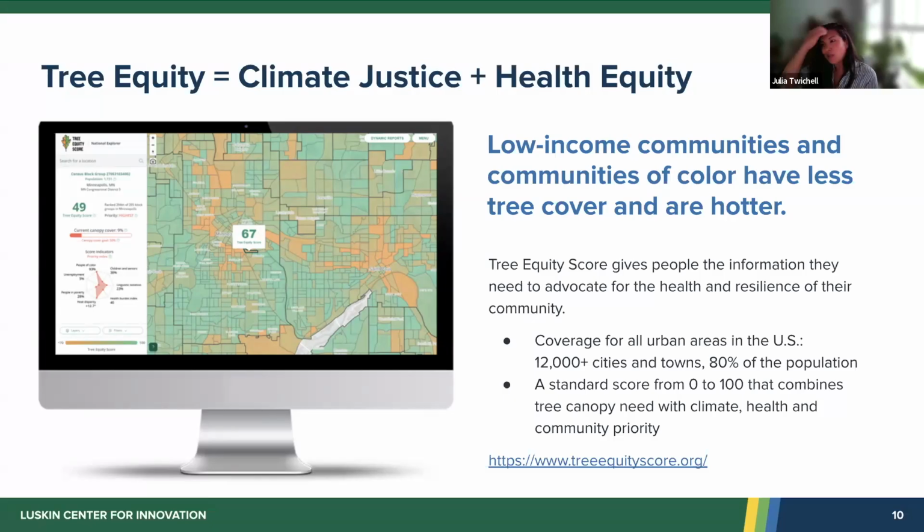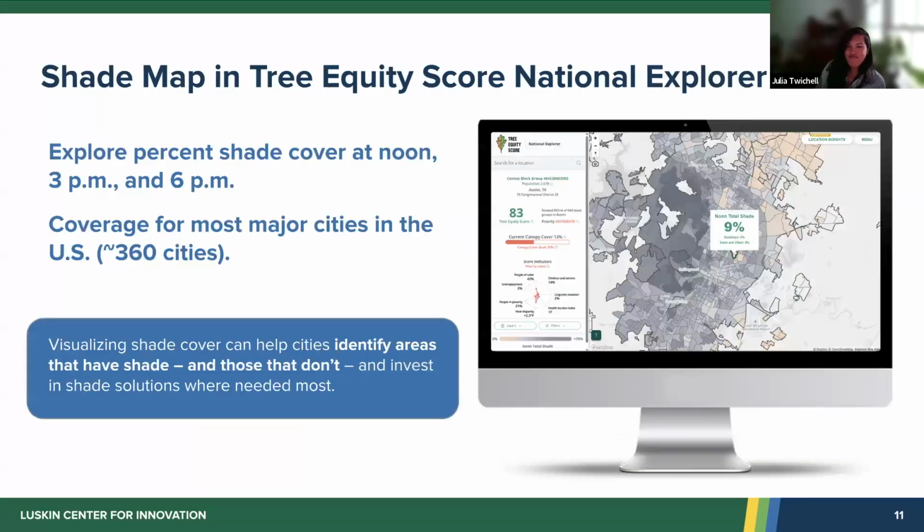We created Tree Equity Score here at American Forests. It's the national tool, covers all urban areas in the US. That's about 80% of the population that lives in those areas and can find their Tree Equity Score, and about 12,000 US cities and towns. And this is really designed to be a standardized measure from 0 to 100, where we look at tree canopy need combined with climate health and community priority. And it's really all about guiding investment in neighborhoods with the greatest need. So you can find this at treeequityscore.org. And so we can go to the next slide.